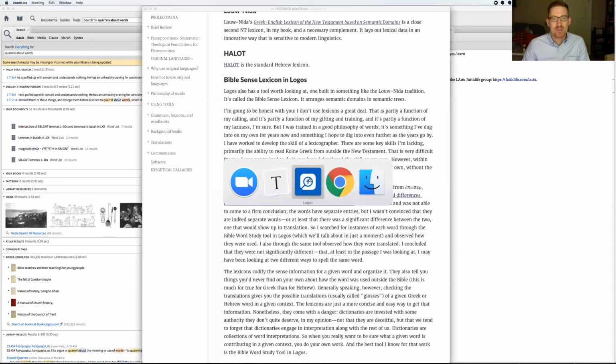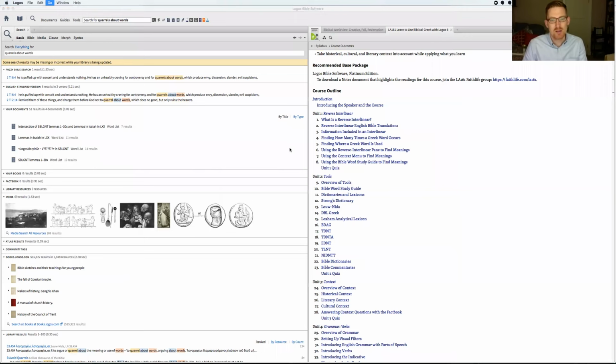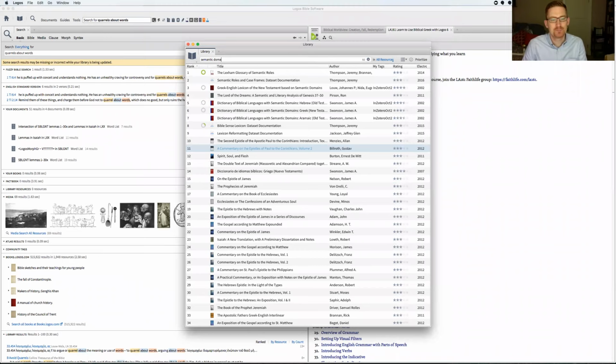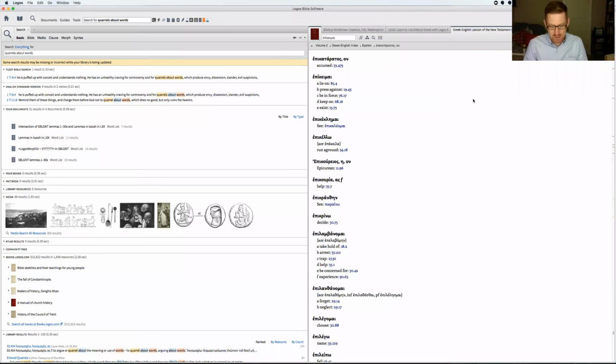So, the easiest way for me to do this would be to pull it up and show it to you. I don't want to spend too much time on it, but I'm going to pull it up in Logos. Louw-Nida's semantic domains. Here we go, Johannes P. Louw and Eugene Nida. Let me excerpt that, make it a little bigger.